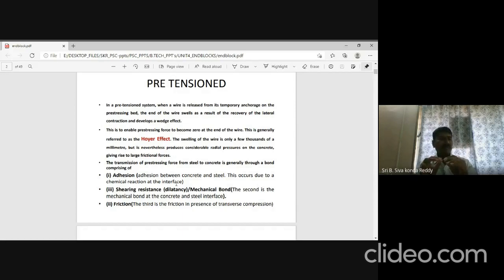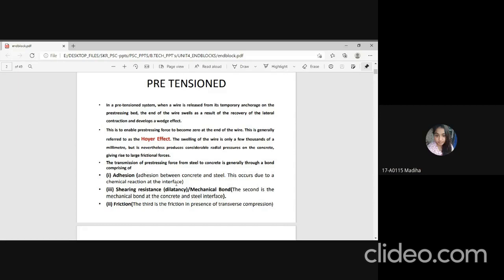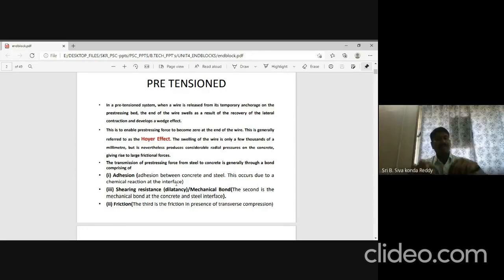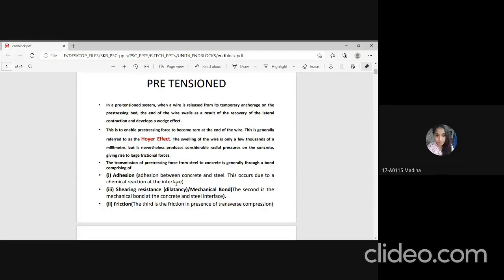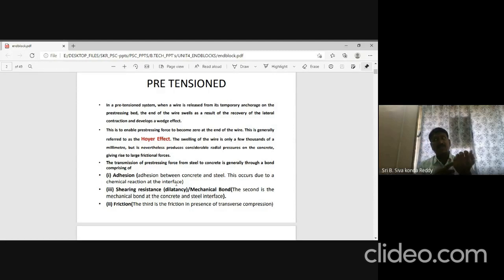The second one is called shearing resistance or mechanical bond. This is the main reason for achieving bond between our cable and concrete. The majority of our bond is by mechanical bond only. This mechanical bond happens because of the twisting in our twisted strands or twisted wires. We all know deformed bars are going to have a lot of bond stresses. Why? Because the twisting in your member is going to hold your concrete.